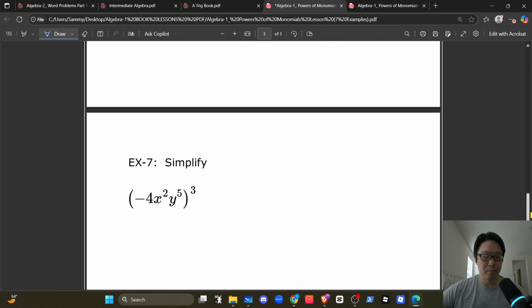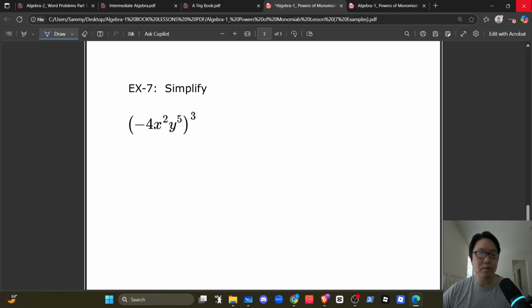All right. Let's try our last example. Example 7, and we have inside of the parentheses negative 4x squared times y raised to the 5th power, and then all of that is raised to the power of 3. Sorry, we're going to apply the 3 to each element. So we're going to apply it to the negative, the 4, x squared, and y to the 5th. And then we're going to take the product of all those things, okay?